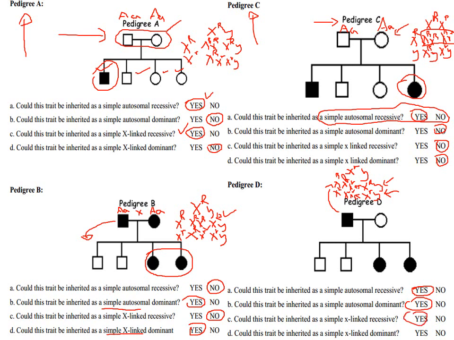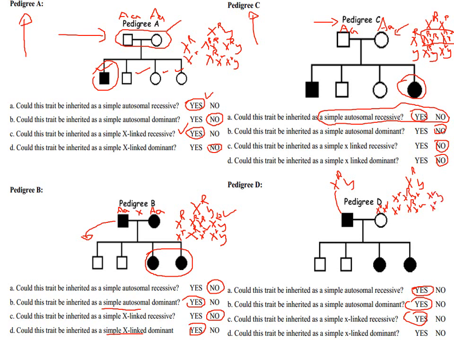Let's see if it could be X-linked dominant. If it was X-linked dominant, the father would have to be X big R Y, and the mother would have to be X little r X little r. If that's the case, we have X big R Y, we have X little r over here. Do the cross, and you'll notice that every single time your daughter should be sick, and your sons should be healthy.